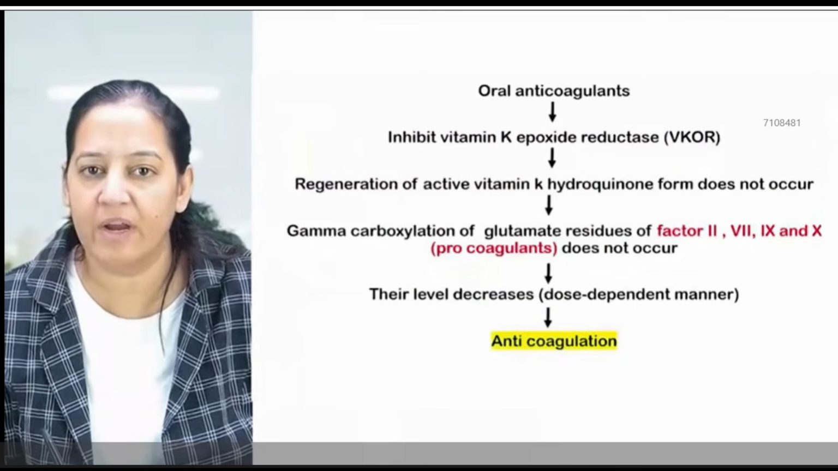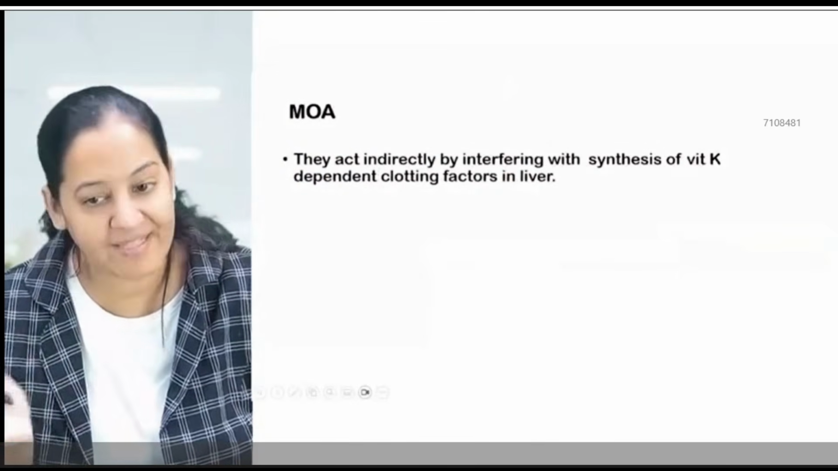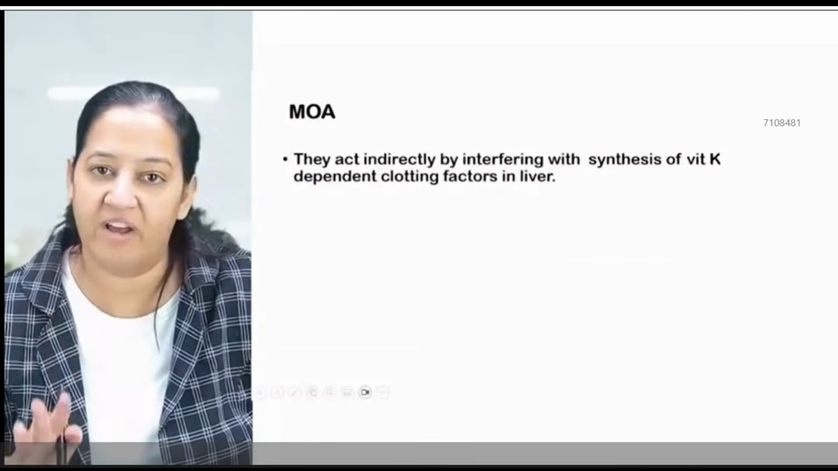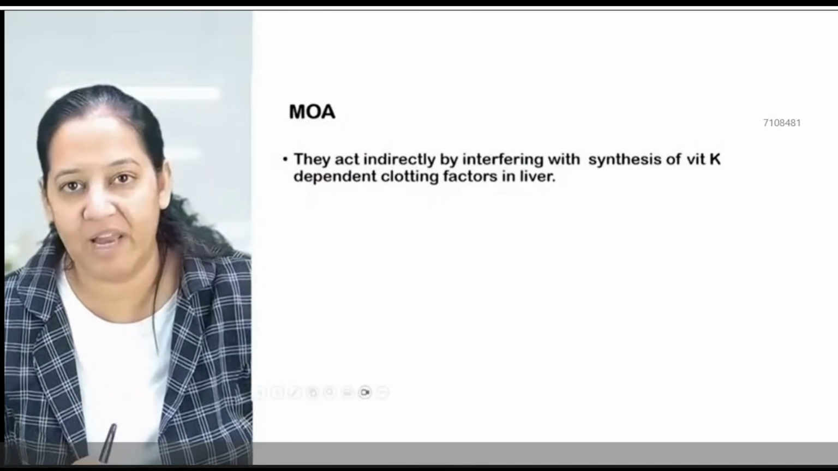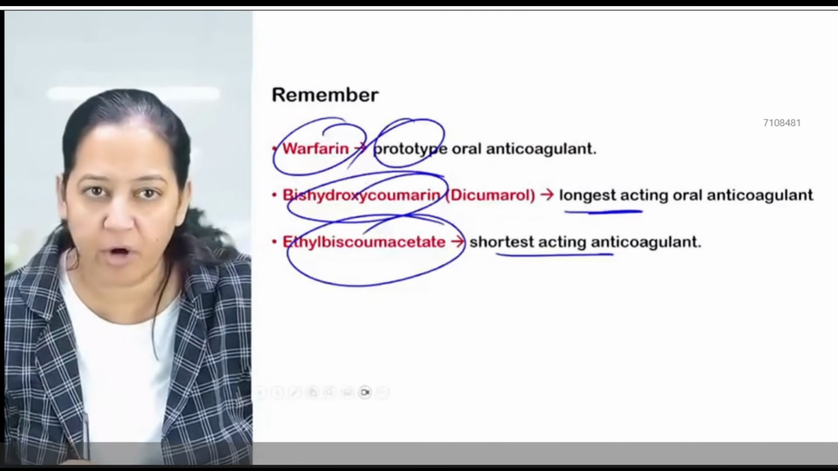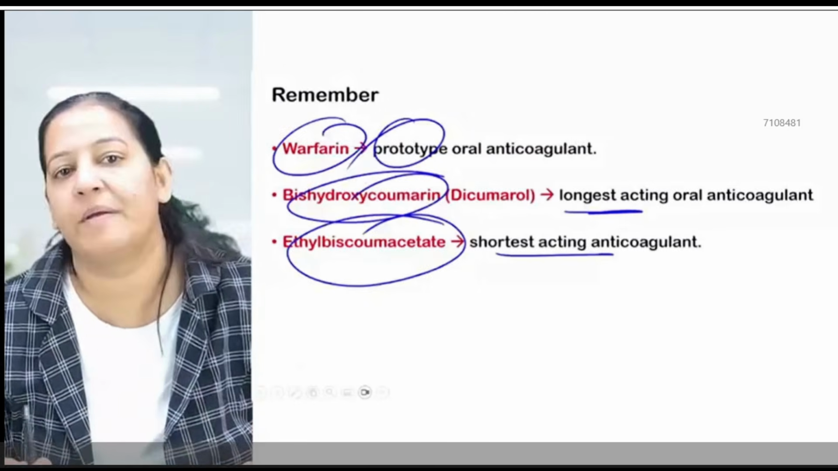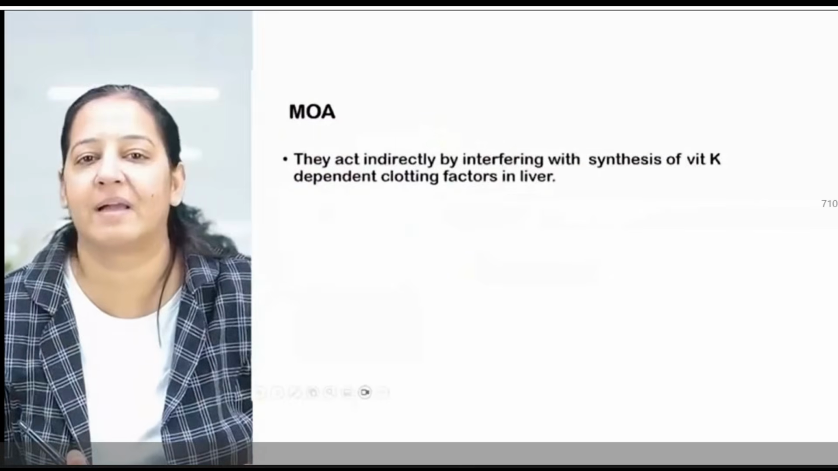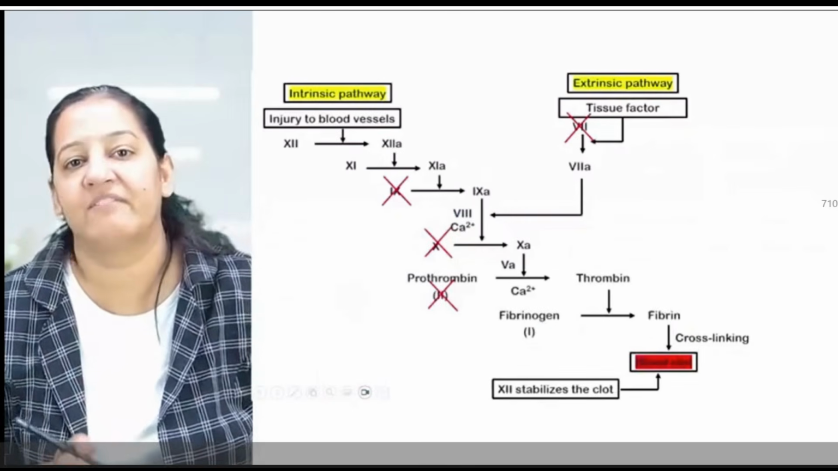Yes, vitamin K is required for every cycle. Now, for the next cycle, we have to activate it. But if warfarin is inhibiting it, how will the next cycle happen? Only one cycle will happen and after that it will not happen. So 2, 7, 9, 10 will not be activated and will be missing. So what's the mechanism of action? This is the mechanism. Where are 2, 7, 9, 10?